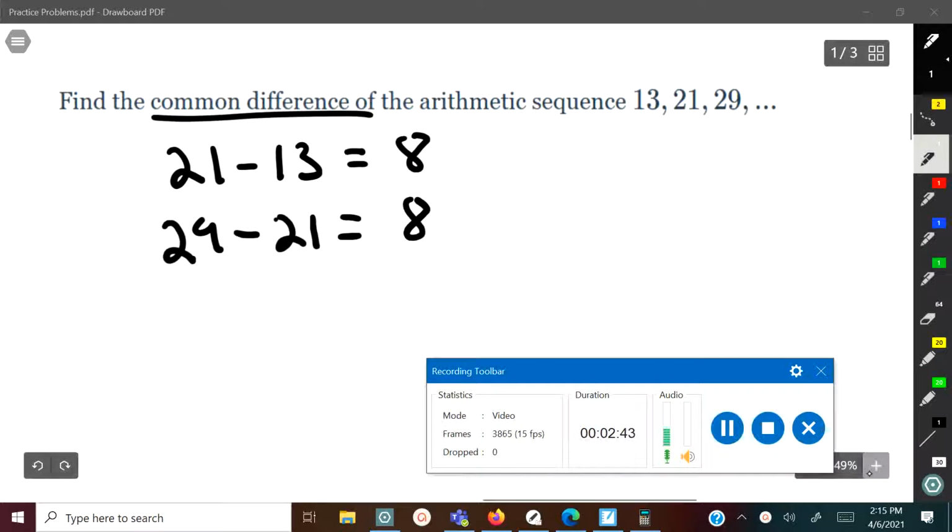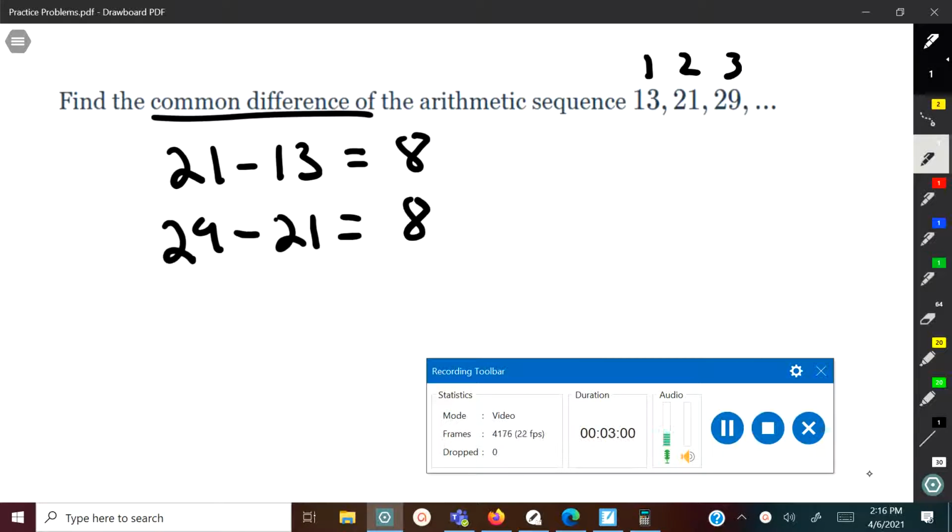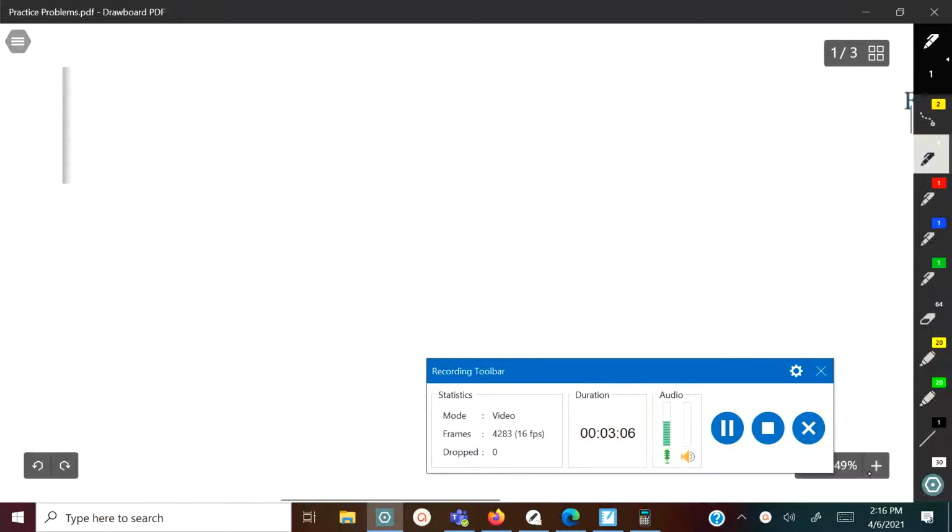So on this one, you should get a common difference of 8. So it's 21 minus 13. I didn't write it vertically this time, I wrote it horizontally, but 21 minus 13 is 8, and that's the second minus the first, and then 29 minus 21, that's the third minus the second, and you still get 8. So the common difference is 8. Alright, let's take a look at another example.